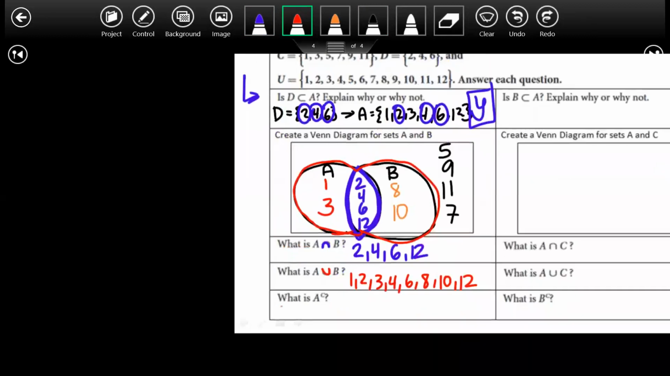Our last one here, A complement. What are in A? What elements are not in A? 5, 7, 8, 9, 10, 11. Everything else that's not in A is our A complement. Easier to see? Okay.